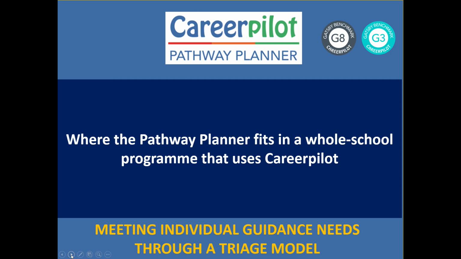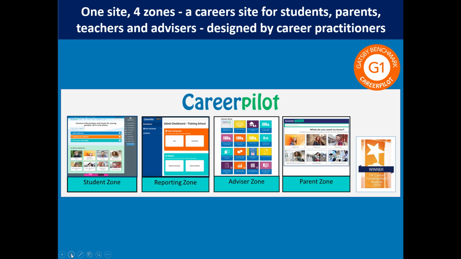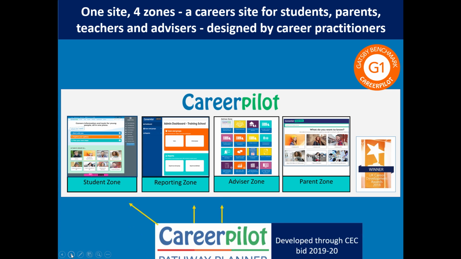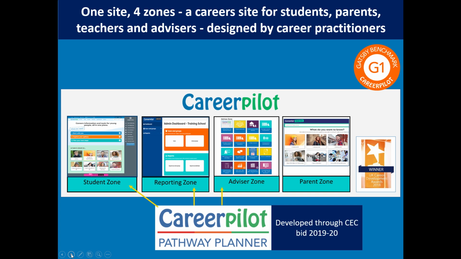Okay, so where does the Pathway Planner fit in terms of a whole school programme that uses Career Pilot? As you know, Career Pilot has 4 zones. Everything can be accessed from the student zone, but you've also got a reporting zone where all the data the students have generated is kept, the advisor zone and the parent zone as well. And your school has chosen to add on the Pathway Planner. So in the student zone, there'll be a link to the Pathway Planner when you've set that up. There'll be reports in the reporting zone and resources you can use to implement the Pathway Planner in the advisor zone.